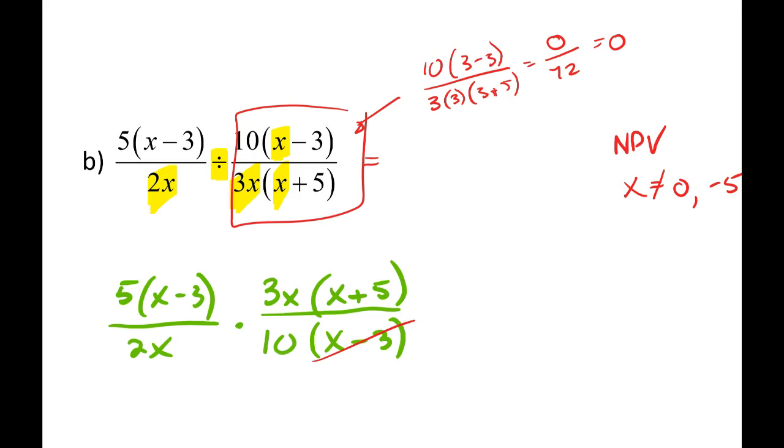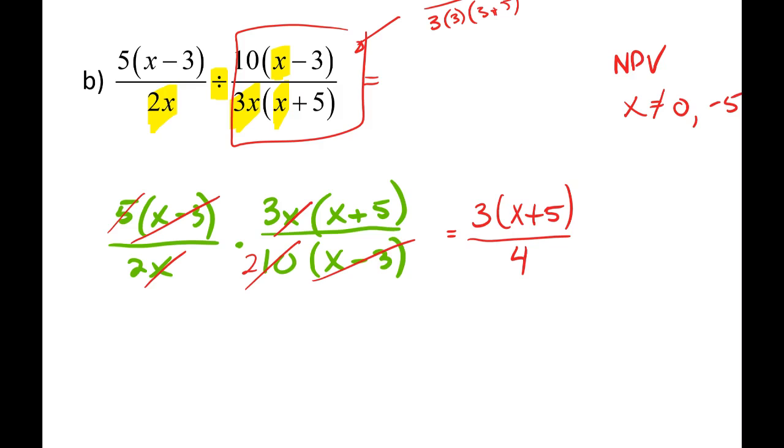I see an x minus 3. Cancel it. I see an x. Cancel it. I see 5 and 10 have a common factor of 5. And so now when I multiply, what's left on top in the numerator? Just 3x plus 5. And what's left in the denominator? Just 4. And that's simplified.